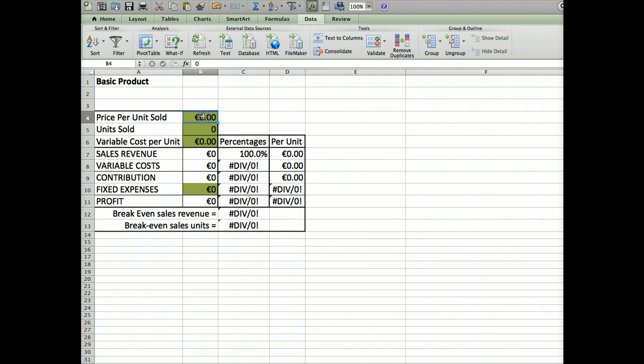I've outlined the areas in green as the areas that you can actually fill in. So let's work our way down, using an example product. Price per unit sold, the cost of the product that we're selling. Say we were estimating that we might want to sell it for about 49 euros. Then we estimate that we might sell 100 of them, and then we need to work out the variable costs that it would take to actually make each of those units. So that's the cost per good on an individual basis.